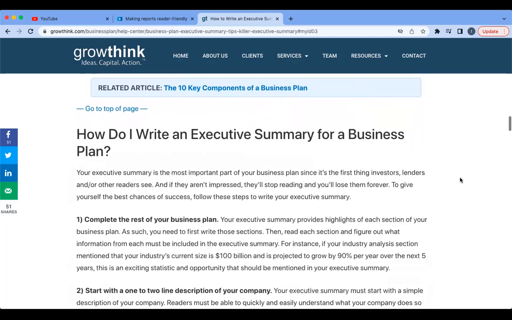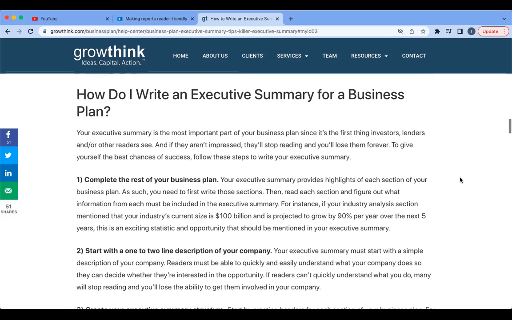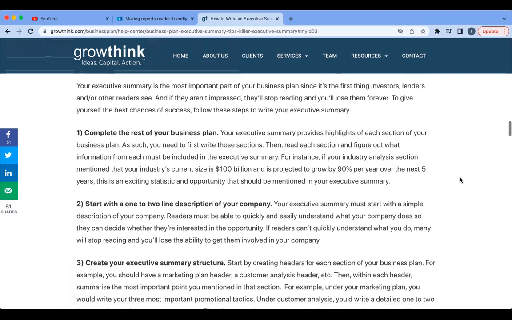How would you write your executive summary for a business plan? You need to complete the rest of your business plan first, as the executive summary provides the highlights for it. For example, if your industry analysis section mentions that your industry's current size is $100 billion and is projected to grow by 90% every year over the next 5 years, this is an exciting statistic and opportunity that should be mentioned in your executive summary.